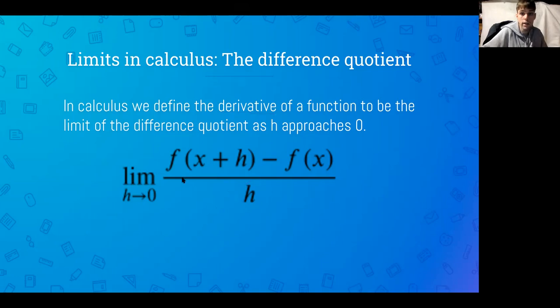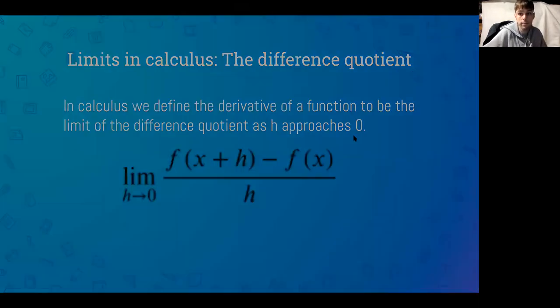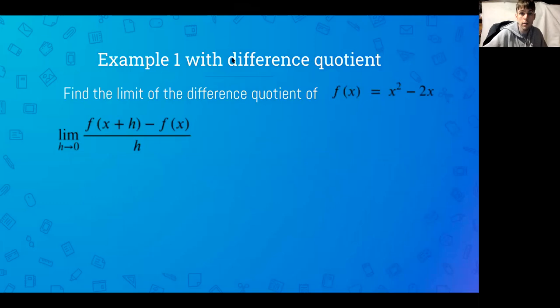All right, so let's go ahead and look at some examples of doing this. So here we have a simple polynomial function, x squared minus 2x. Let's go ahead and figure out this whole difference quotient piece. So f of x plus h, right? Remember, that's plugging in x plus h for our x's. So we want to figure out what that is.